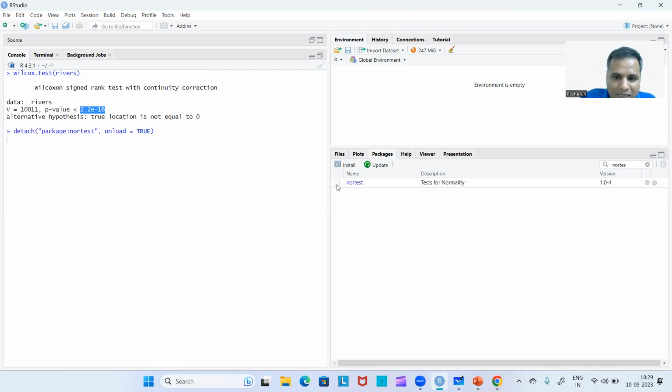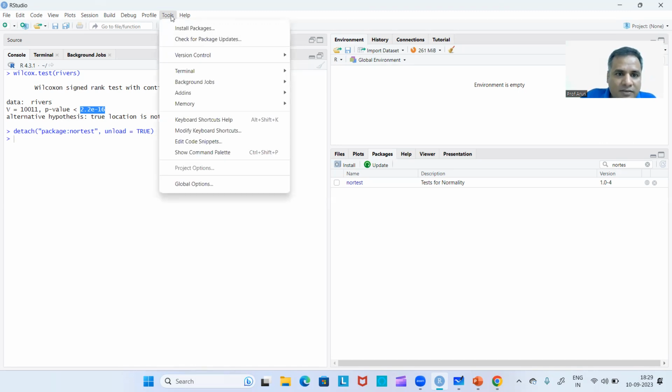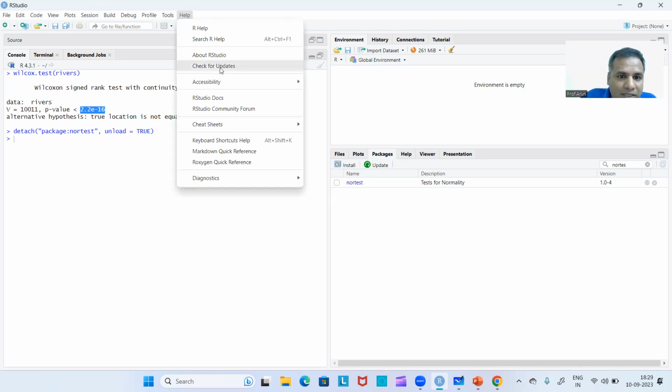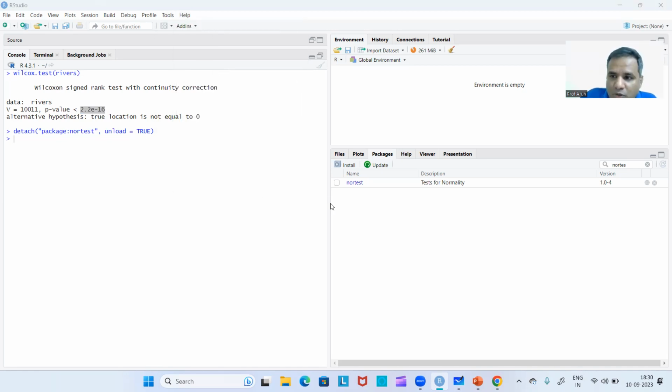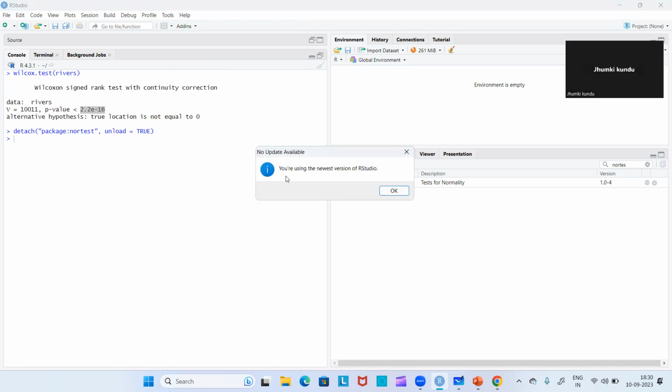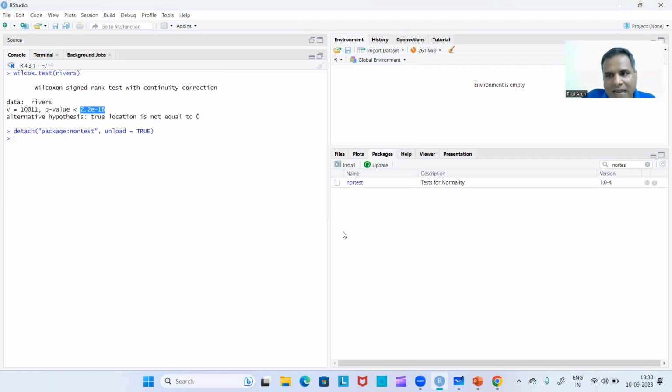See, do you know what happens? I'll tell you. Jhumki, here you see there is a Tools section. Yes. Here, one minute, in Help, check for updates. Is there an update? Because sometimes there are certain versions of R. Now look, what is it telling me here? Again, let's see, Jhumki, in the Help section, check for updates. Okay. And it is saying you are using the newest version of RStudio. Suppose you are not using the newest version, then a window will appear and it will tell you to update. So simply you need to go and click it.